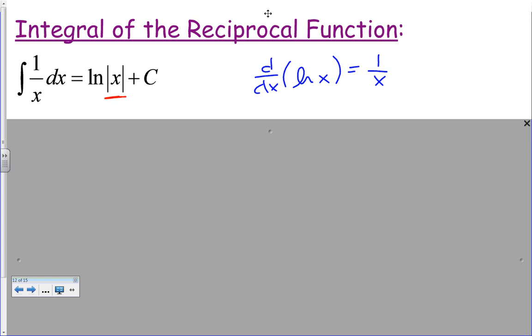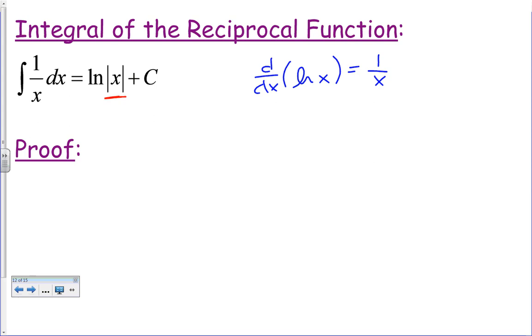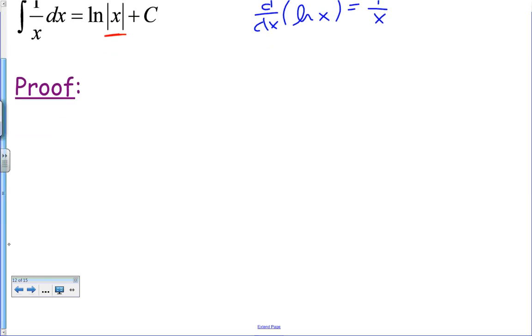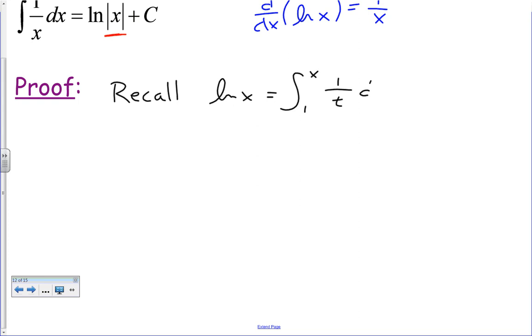So let's see if we can actually show why that's the case. We're going to split this up into two cases, but let me first remind you of the definition of ln of x. Let's recall that ln of x was equal to the definite integral from 1 to x of 1 over t dt. That's how we defined it, and that was for x greater than 0.